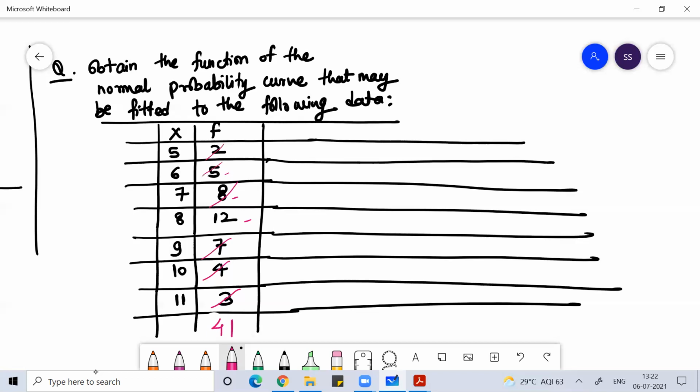Then I can find f into x. This is 10, this is 30, then this is 56, then this is 96, then this is 63, then this is 40, this is 33. So the sum of fx I can find, 6 plus 6 is 12, 15, 18, 19, 25, 29, 32, 328.